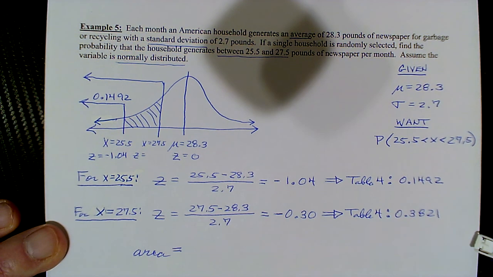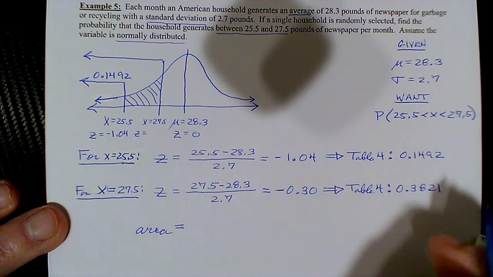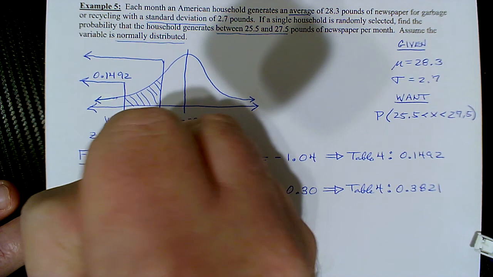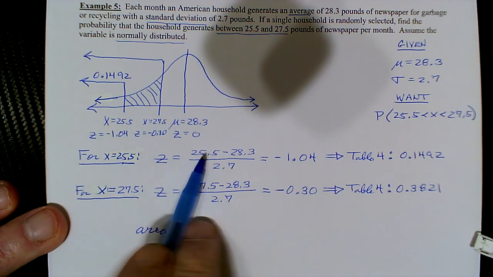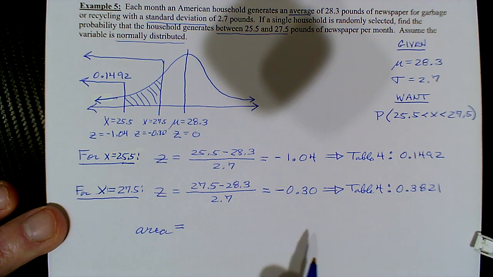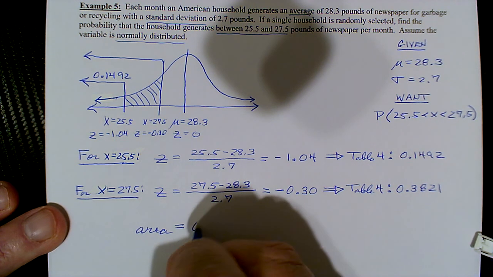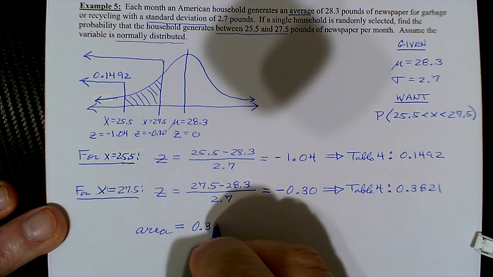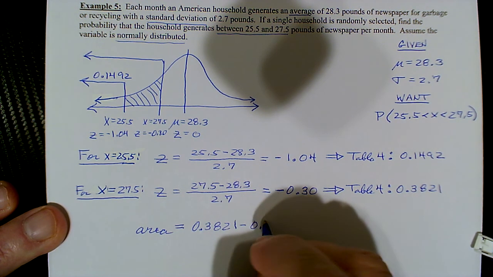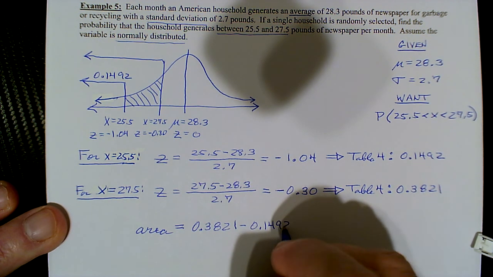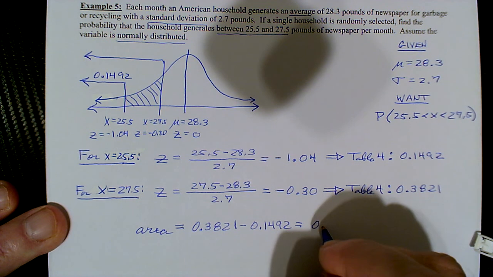Alright, so now the area we're looking for. Again, you could use the probability notation. Oh, let me label this negative 0.30. And again, if you don't label everything like that, and skip steps, whatever you want. I'm just trying to be complete so it helps you. And the area is the difference, always larger minus smaller. So the 0.3821 minus 0.1492, and it's 0.2329.